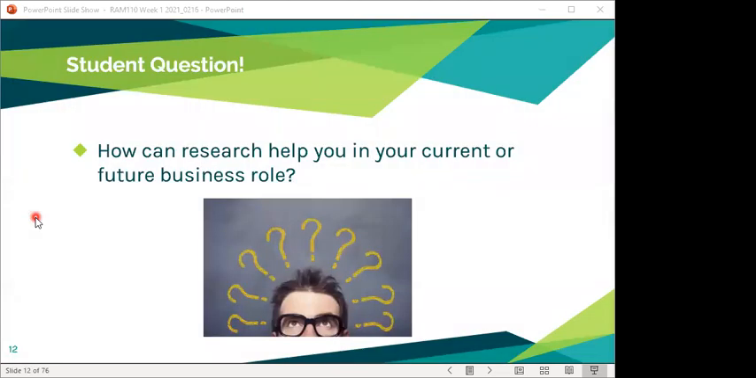So here's our first official question. How can research help you in your current or future business role? There's no wrong answer here, but type into the chat window, try and make it brief, not too wordy, how you think research can help you in your current or future business role? And for me, I'll talk about my healthcare roles.